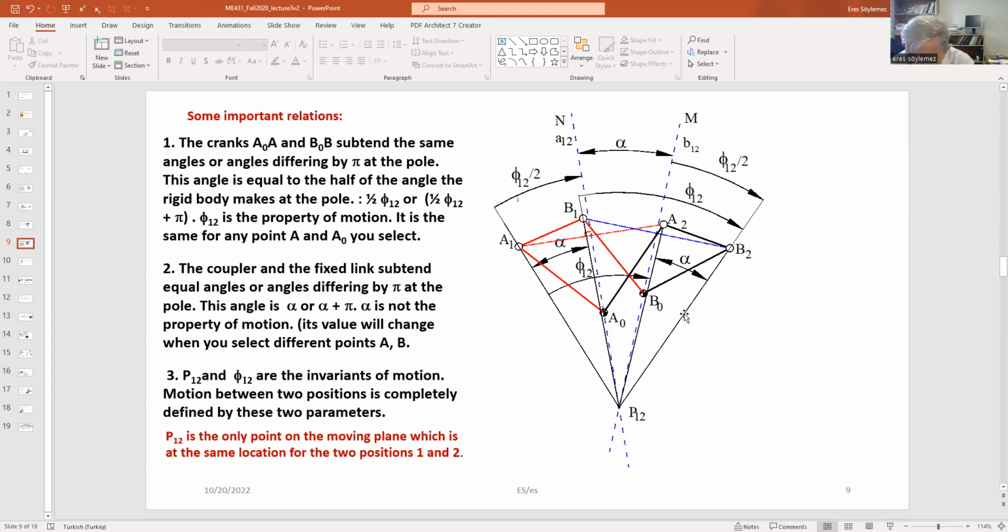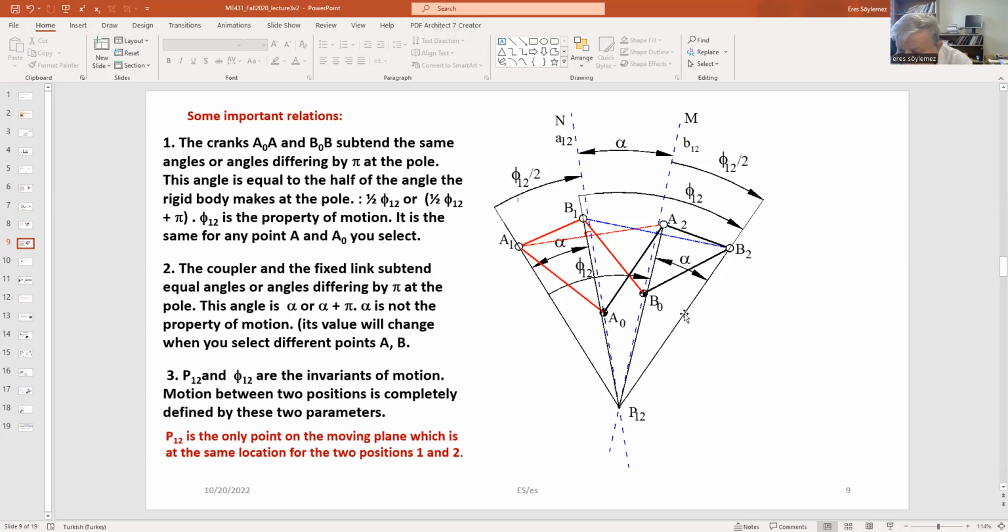One other important thing: any point on the moving body is going to have two locations, in position 1 and in position 2. But there is one unique point on the moving body which will have the same location at the two positions, and that is P12. Only P12 is at the same location for position 1 and 2.